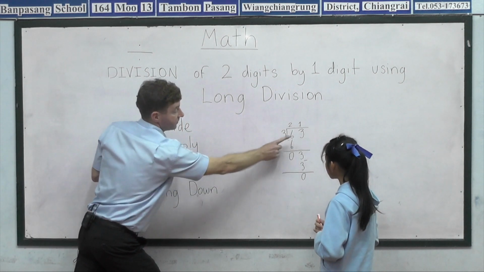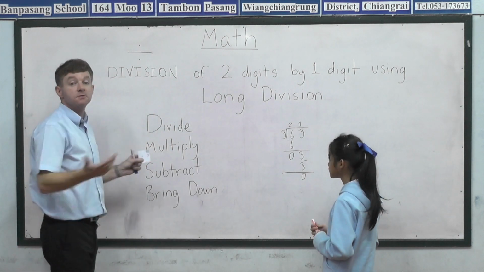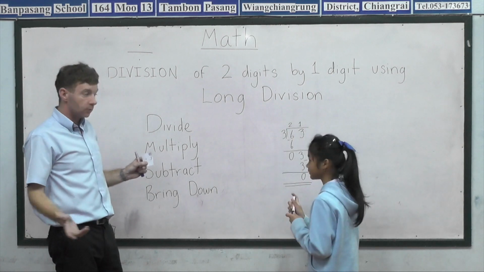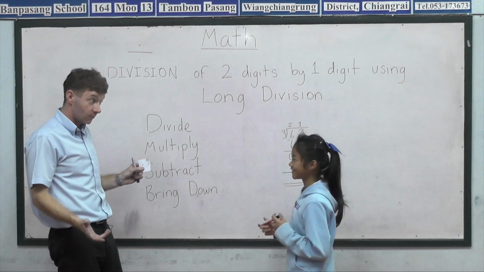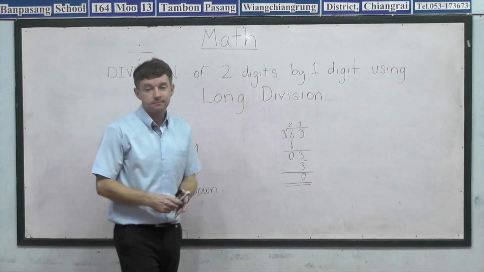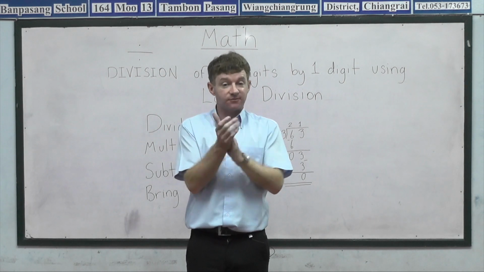63 divided by 3 equals 21. Is that correct? Yes. Are you sure? Yes. Are you really sure? High five. Round of applause. Round of applause for everybody for following the lesson.